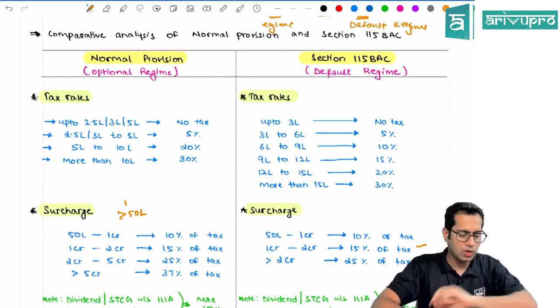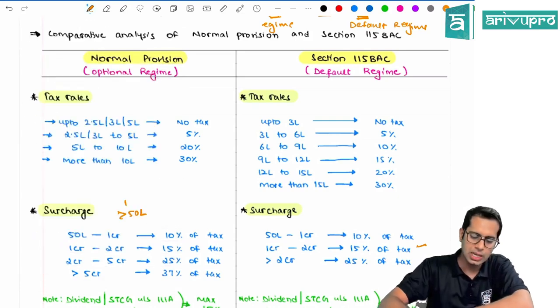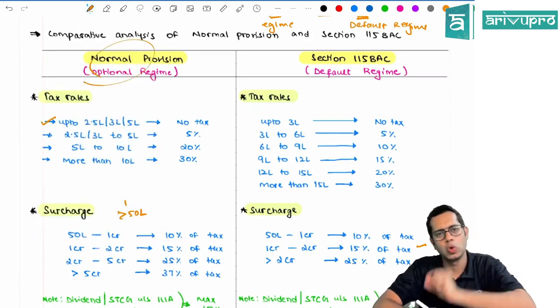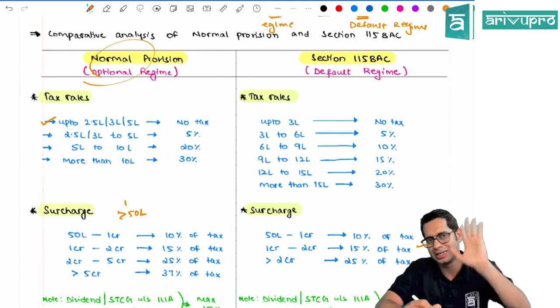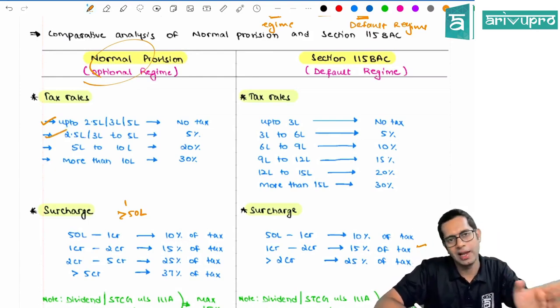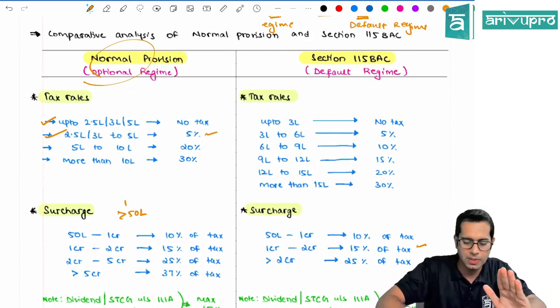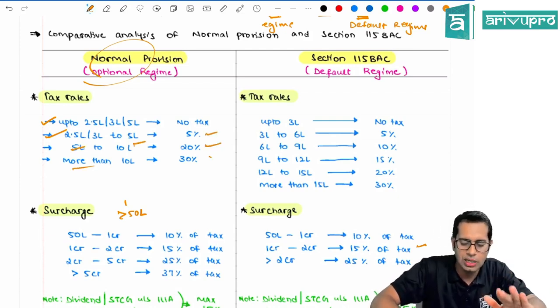Now, please note, under normal provision, what do they say, sir? Normal provision tax rate is up to 2.5 lakhs, 3 lakhs or 5 lakhs, there is no tax. From 2.5 lakhs or 3 lakhs to 5 lakhs, it is 5%. 5 lakhs to 10 lakhs, 20%. More than 10 lakhs, 30%.